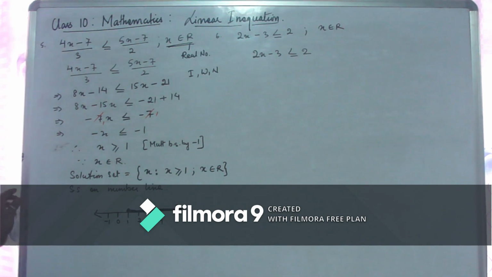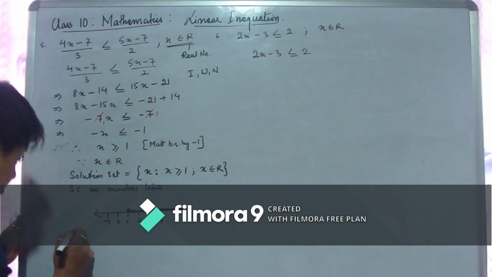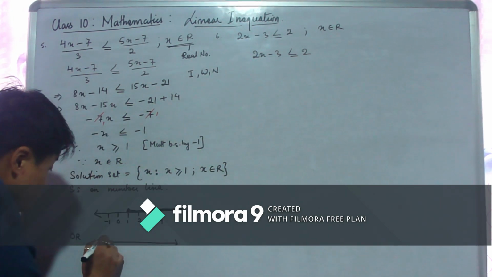So the solution set for this is all the numbers which are greater than or equal to 1. Clear? Okay. Or this can also be represented on the number line, the same way, where we make the arrow on both sides.